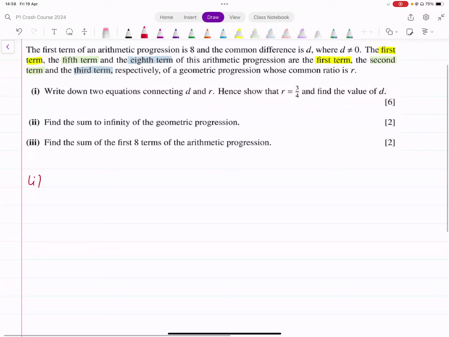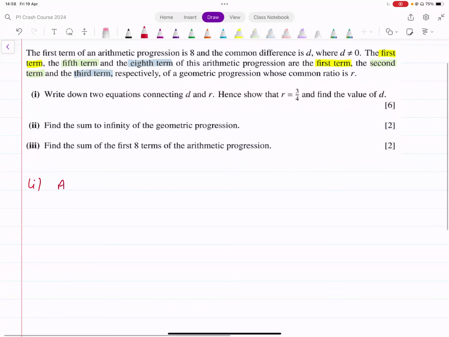Now, how do we do this? What we're going to do is we're just going to write down the terms that we're given. So first of all, we have an AP. For the AP, we know the first term. They're talking about the first term, the fifth term, and the eighth term.